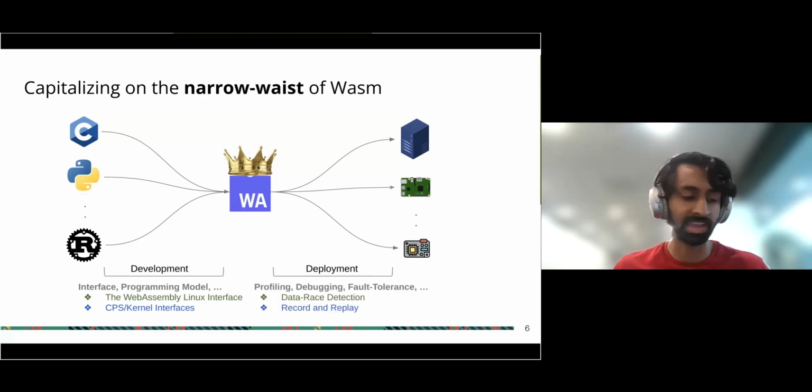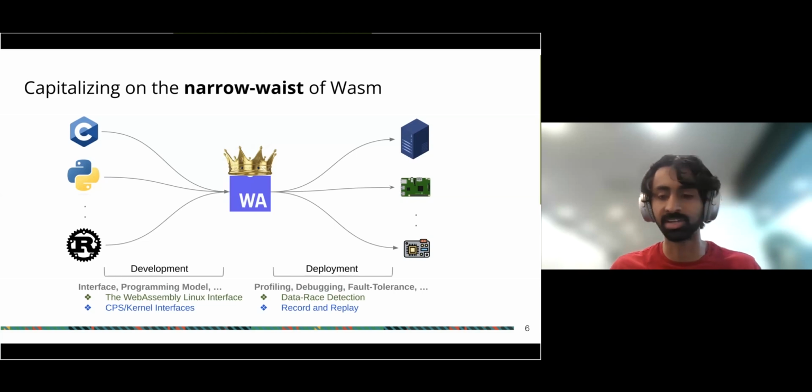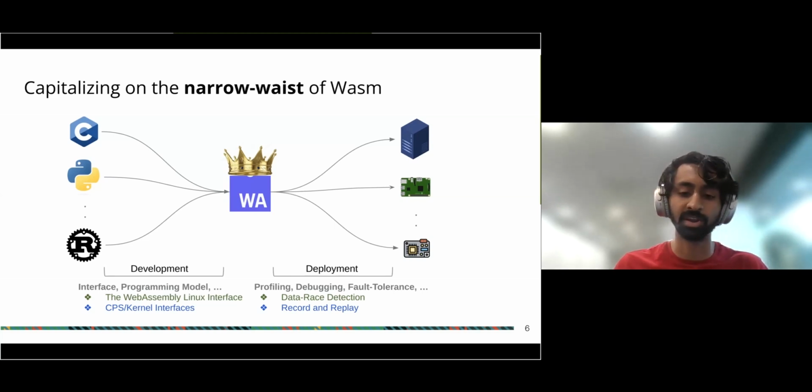And on the deployment side, I'm going to talk a bit more about debugging, profiling, fault tolerance, and all of the stuff you can do, focusing a lot more on data race detection, which I talked briefly about last year. But now we have more results and we can show you some hopefully cool stuff. And forward looking again, a bit on record replay.